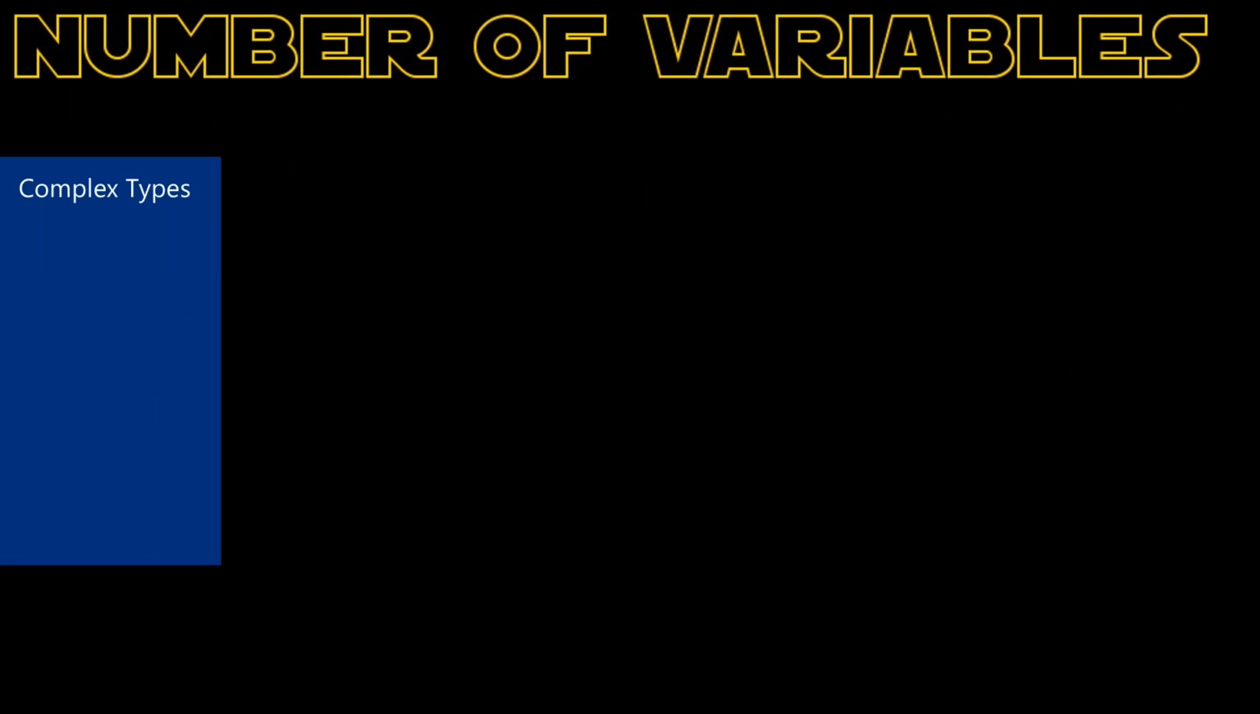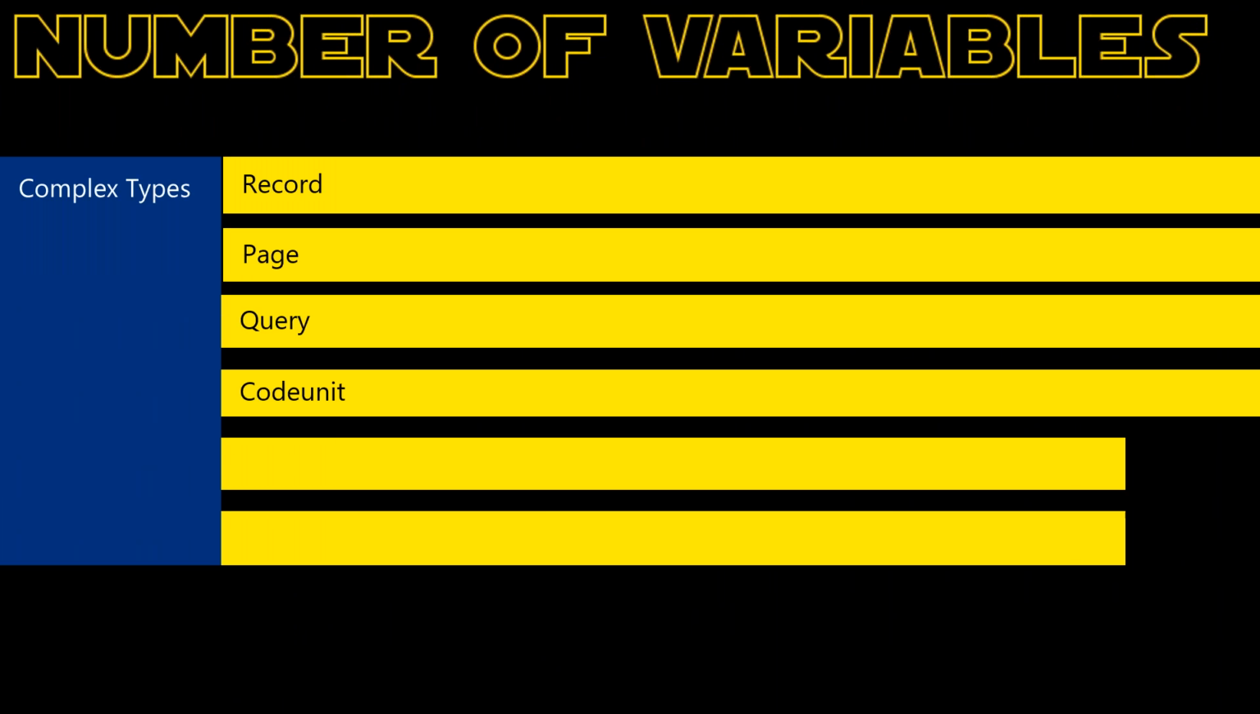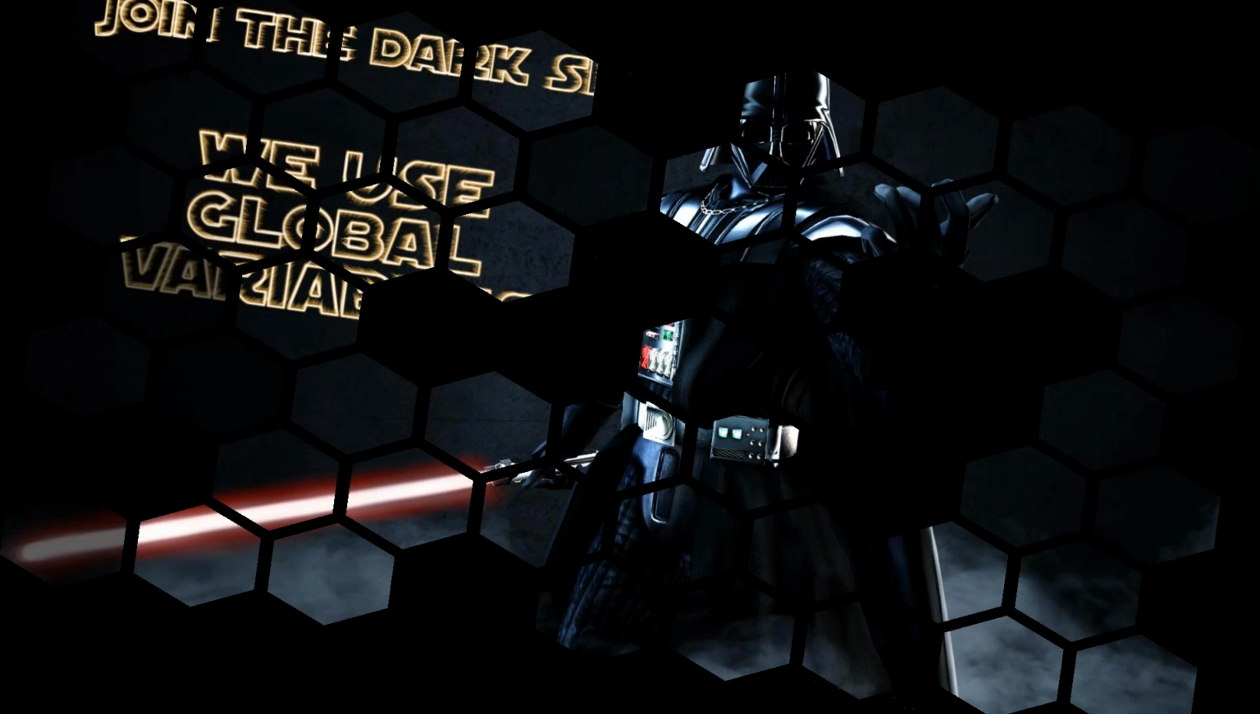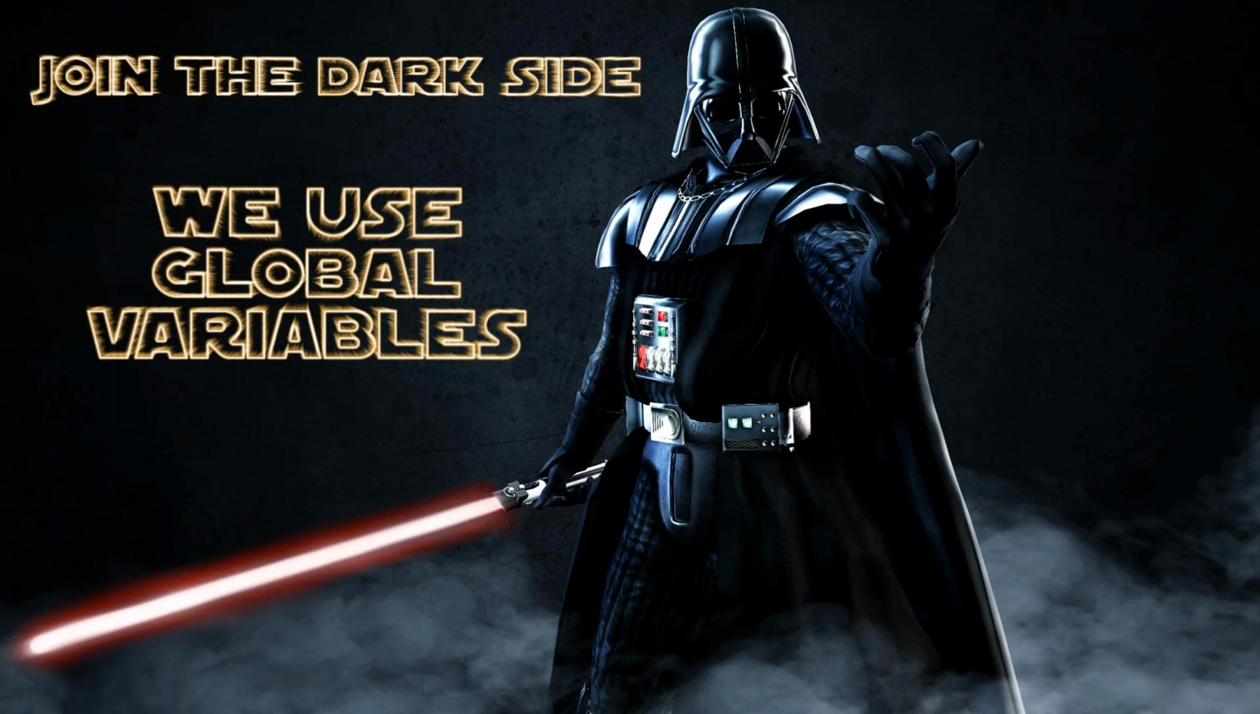Another one, number of variables. You can count the number of record variables that you have, or the number of code unit variables or report variables. The more of these variables you have, it's an indication that you have complicated business logic. But we have a bigger issue within the NAV community, which is global variables. The reason we have global variables as a habit in our community is that the old DOS version of Navision only supported global variables.